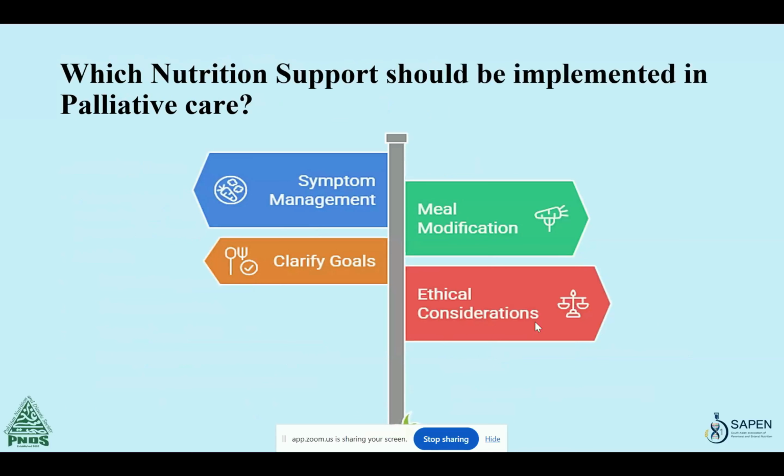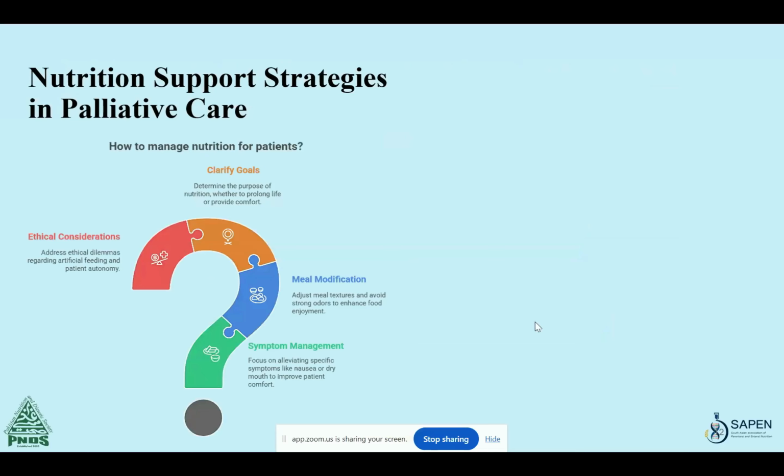Now here comes the question: which type of nutrition support should be implemented in palliative care? There must be four pillars around which nutrition support revolves. The first one is symptom management. The second, we must have clear goals in mind, what we are going to achieve. The third is meal modification, and last, but we should not forget it, the ethical considerations. The four ethical principles: beneficence, non-maleficence, autonomy, and justice. These should all be kept in mind while planning palliative care nutrition support.